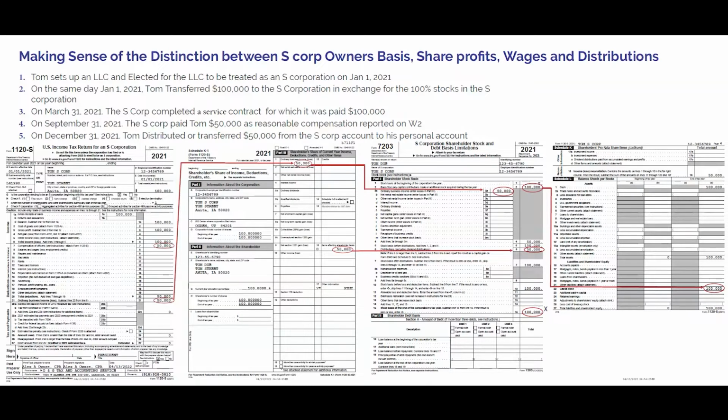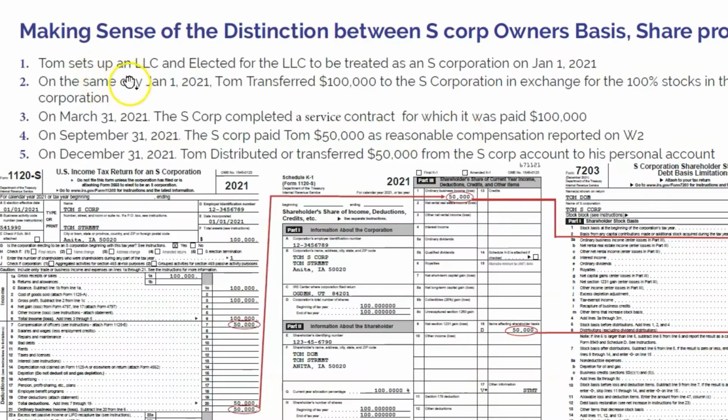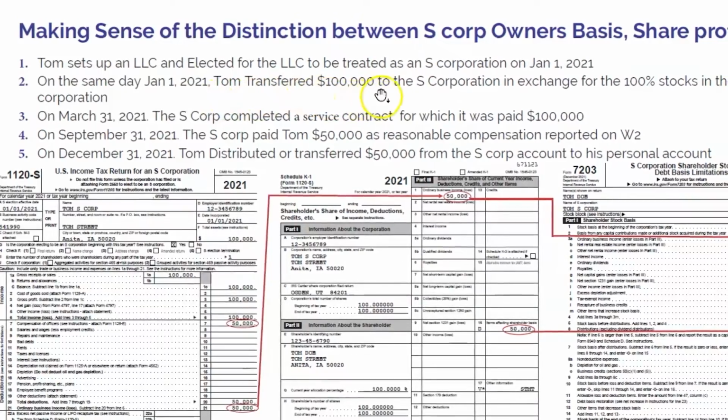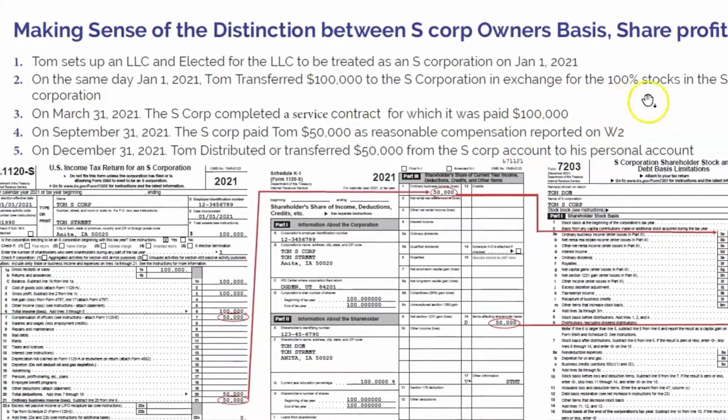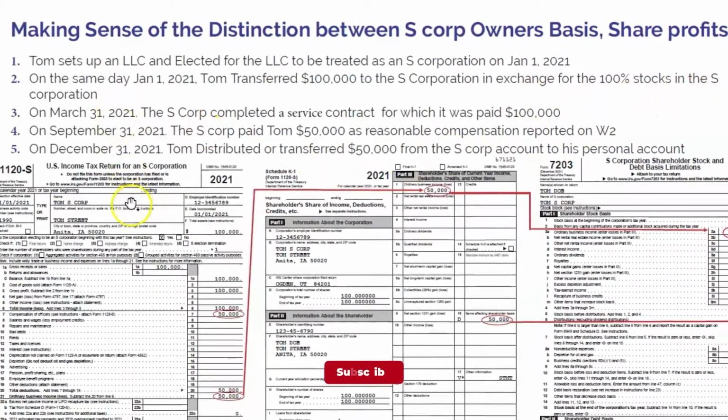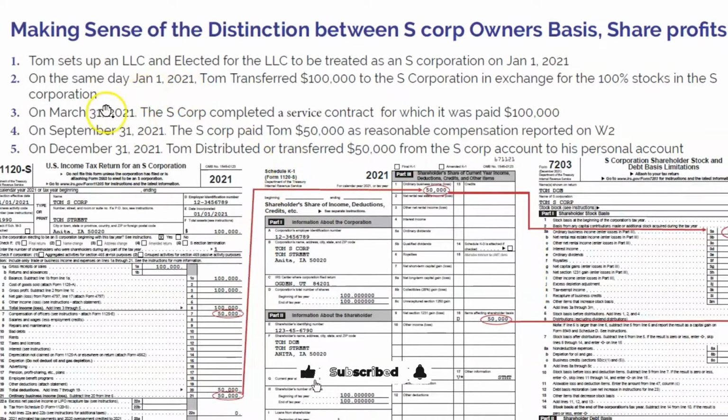What I have here is a fact that says that Tom sets up an LLC and elected for the LLC to be treated as an S Corporation on January 1, 2021. So this is all good. On the same day, January 1, 2021, Tom transferred $100,000 to the S Corporation in exchange for 100% of the stock in the S Corporation. We start dealing with numbers here.